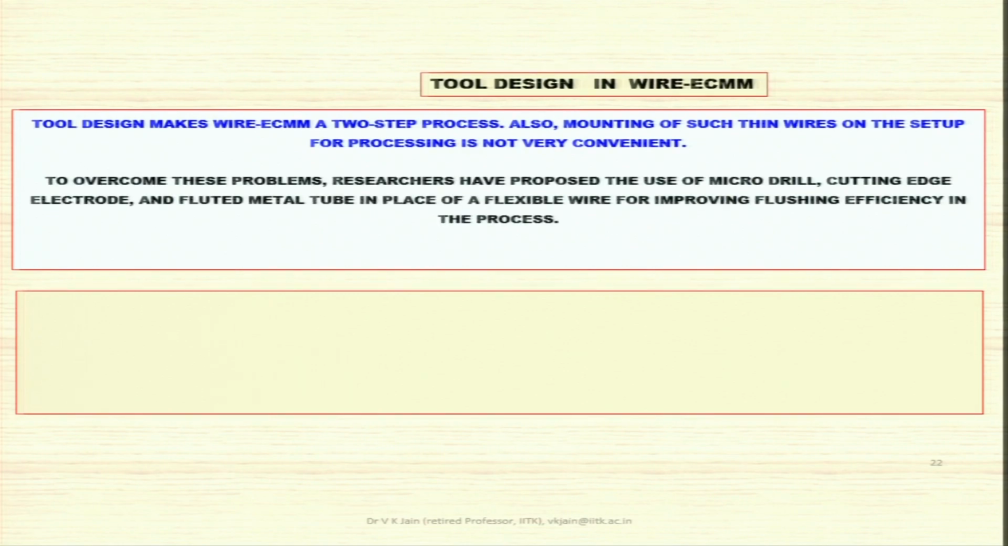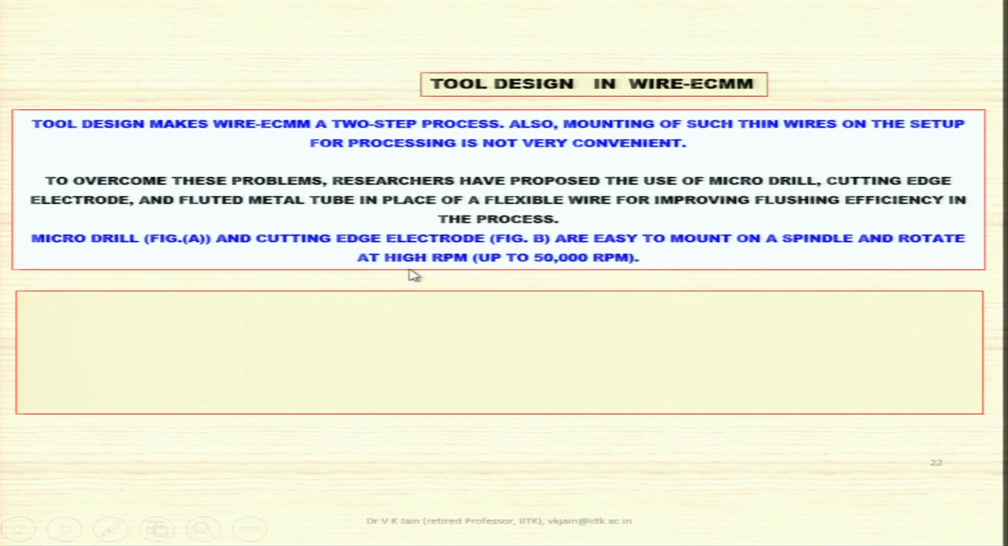To overcome these problems, researchers have proposed the use of micro drill, cutting edge electrode and fluted metal tube in place of a flexible wire for improving flushing efficiency in the process. And I have already shown to you these micro drill, cutting edge electrode and fluted metal tube in the just earlier slide.